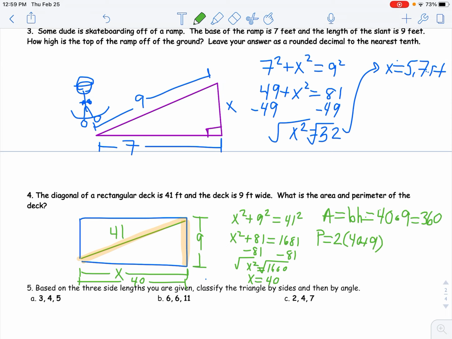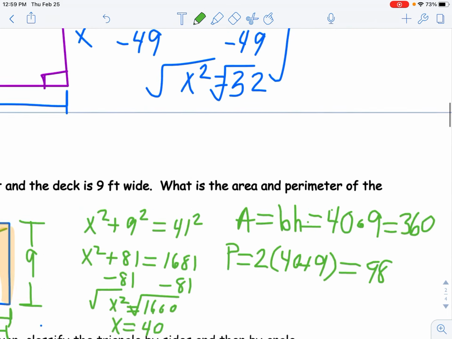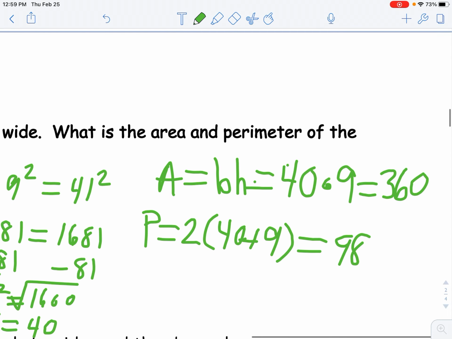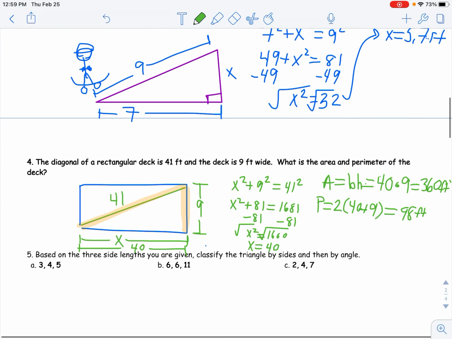All right. That's one way to do perimeter. Or you could have done 40 plus 40 plus 9 plus 9. 40 plus 9 times 2, 98. All right. And we should have done feet and feet squared. All right.